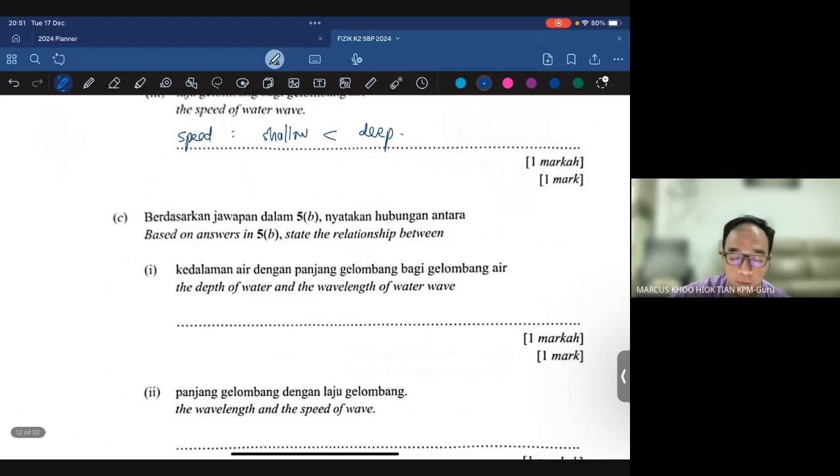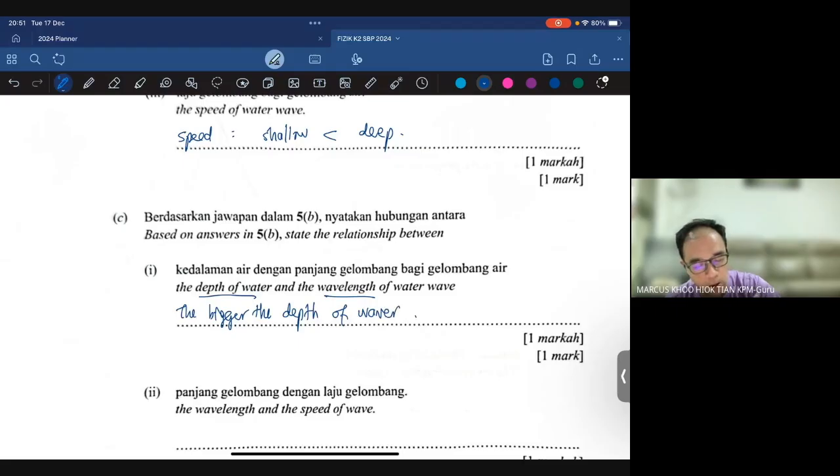After that, state the relationship. Once again, the relationship is the bigger the something, the bigger the something. Since we're talking about depth and wavelength, make sure the order is very important. It is the depth that affects the wavelength, not the other way around. So the depth must come first. The bigger the depth of water, the bigger the wavelength.